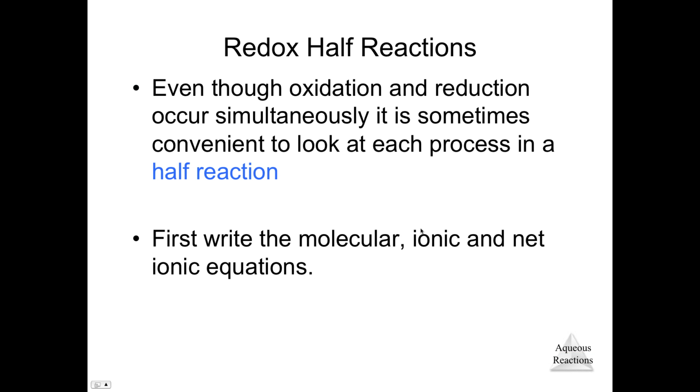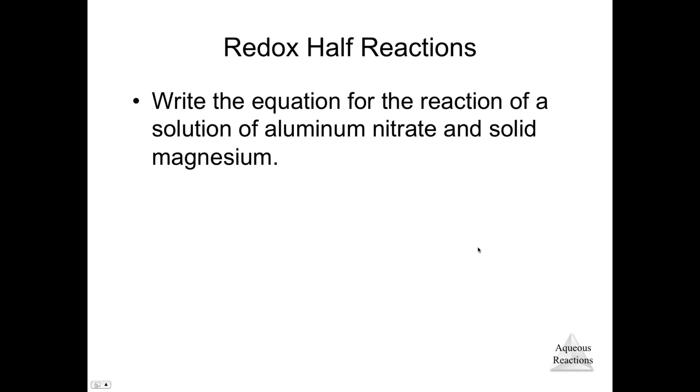So another way to think about redox reactions, and it's often convenient, is to look at half reactions, one for each half of a redox equation. But the first step is the same. We're still going to write the molecular and net ionic equations for a reaction. So we have a reaction of a solution of aluminum nitrate reacting with solid magnesium.